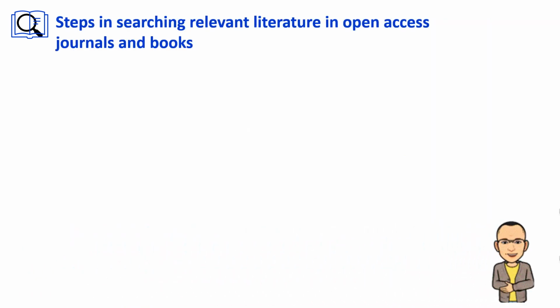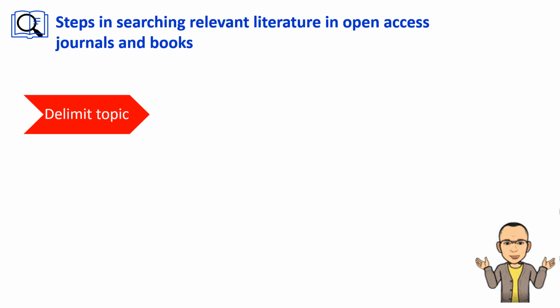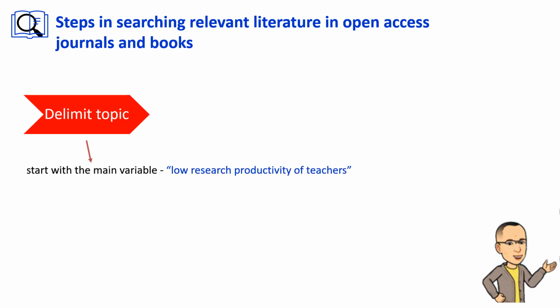Here are some general steps you can follow to conduct a search for related literature. First, delimit your topic. Before you start searching, it's important to have a clear idea of what you're looking for. You may start with the main variable of your research. For example, in our working paper, the main variable is low research productivity of teachers.